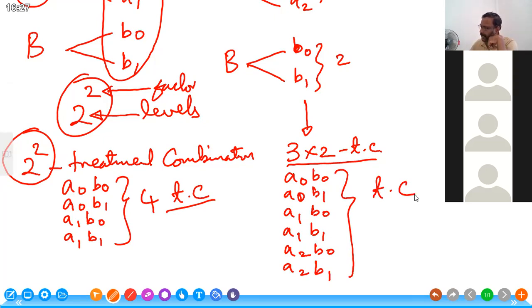Here we cannot put a power, because the power comes only when the levels are the same. If the levels are not the same, we cannot put it in the power. This is also the same: 2 into 2, 2 factors. The first is the level of the first factor, the second is the level of the second factor. Treatment combination.